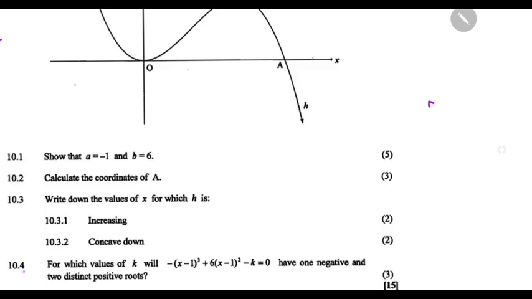Now this is the last question, 10.4. It says, for which values of k will negative (x minus 1) cubed plus 6(x minus 1) squared minus k equals 0 have one negative and two distinct positive roots. So this is the new function now. So it is looking for one negative x-intercept and two positive x-intercepts. I'll show you how to solve this question.